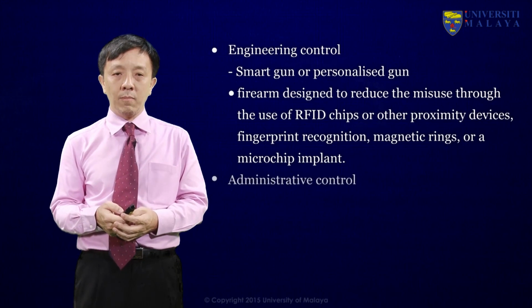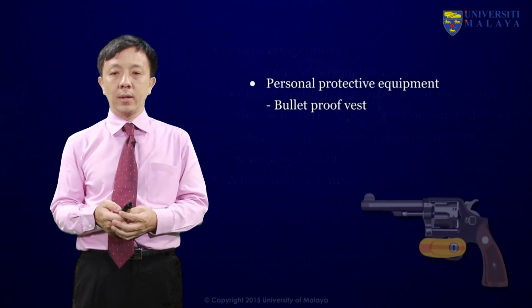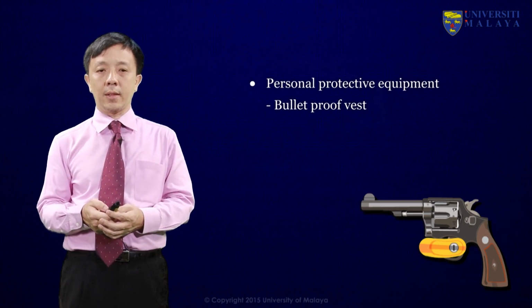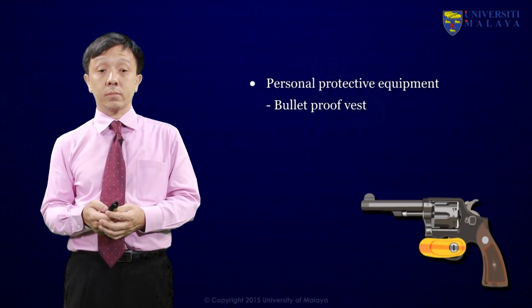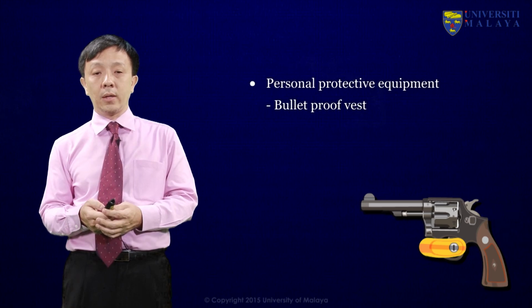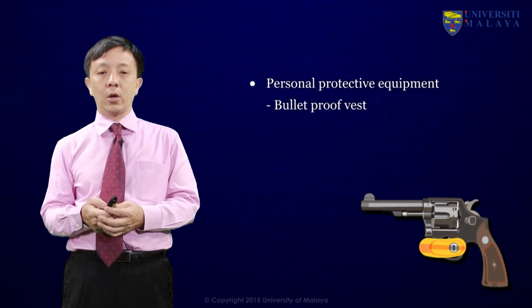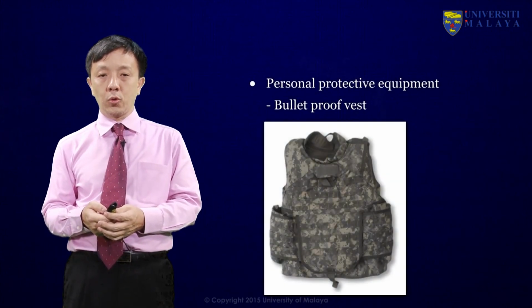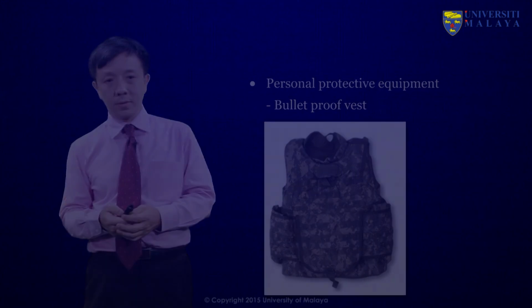Or we can have administrative control where we can use a gun lock. So we can lock the gun every time we are not using it. You can lock the gun in a cabinet, or you can store the gun and bullet separately in a locked cabinet. And last but not least, we can use personal protective equipment.